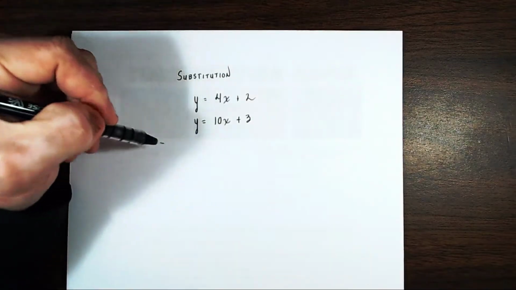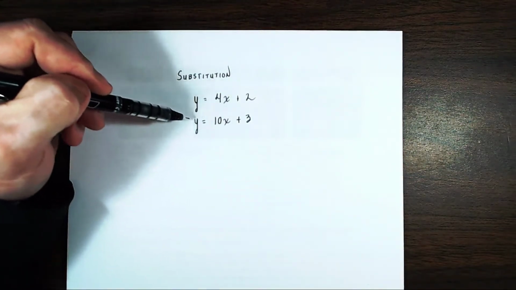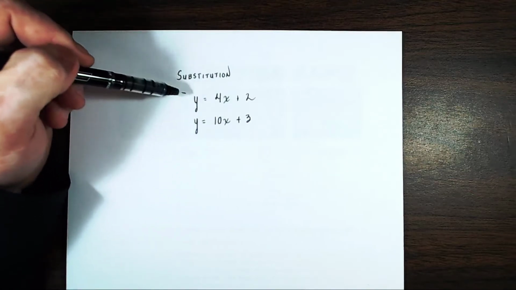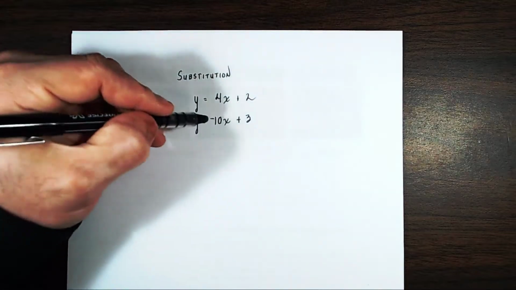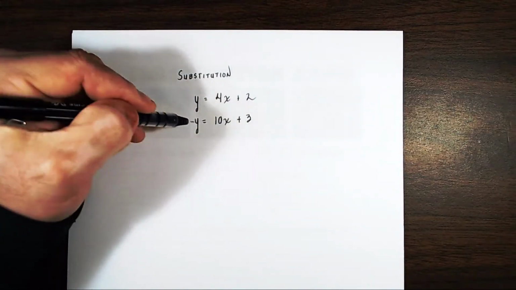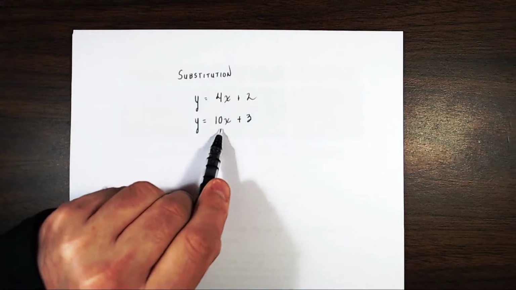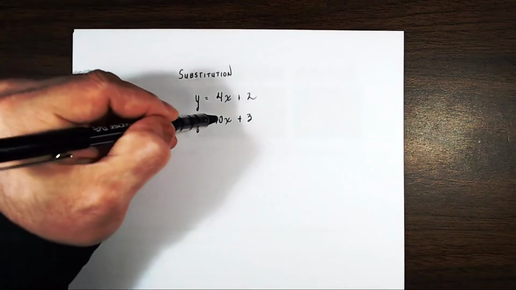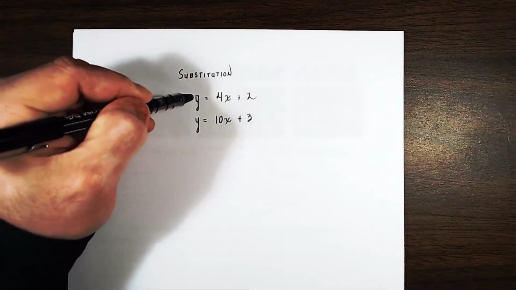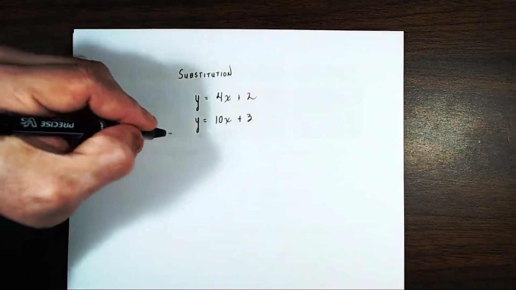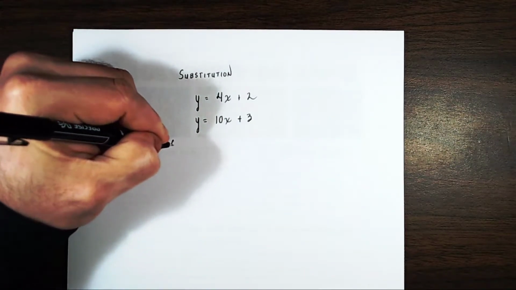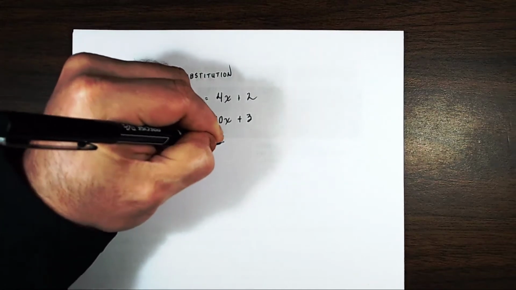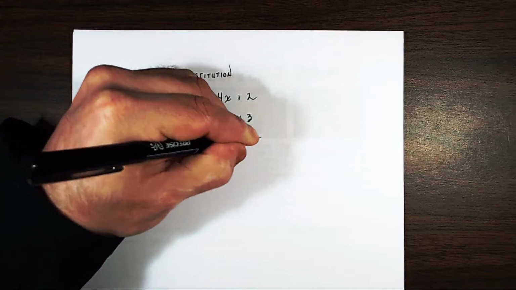What we do is we solve for one variable, like these are already solved for the variable y. Think about it that way. Now I'm going to take one of the solutions for that variable. In this case, it's the expression 10x plus 3, and I'm going to substitute it in for this y right here. Let me just show you how that works. So I'm going to take 10x plus 3 equals 4x plus 2.